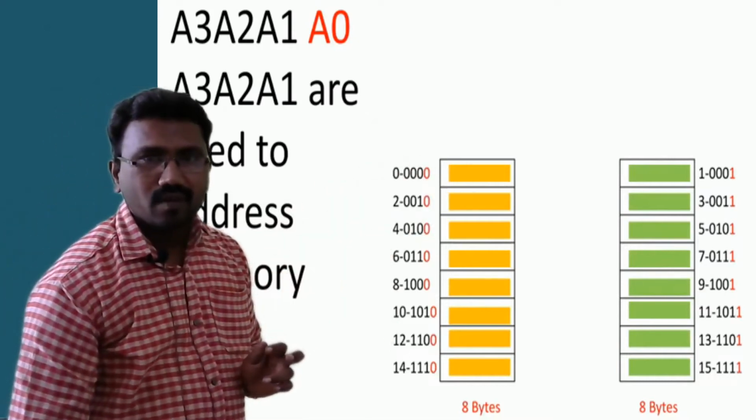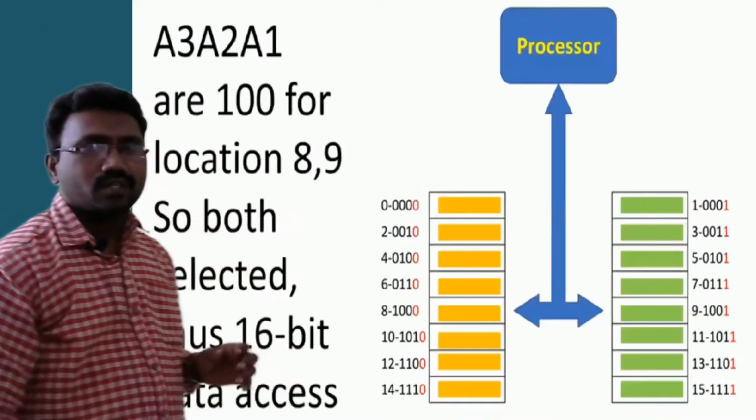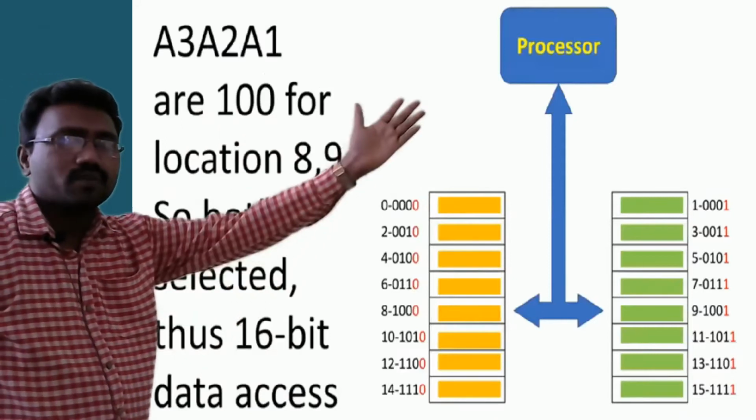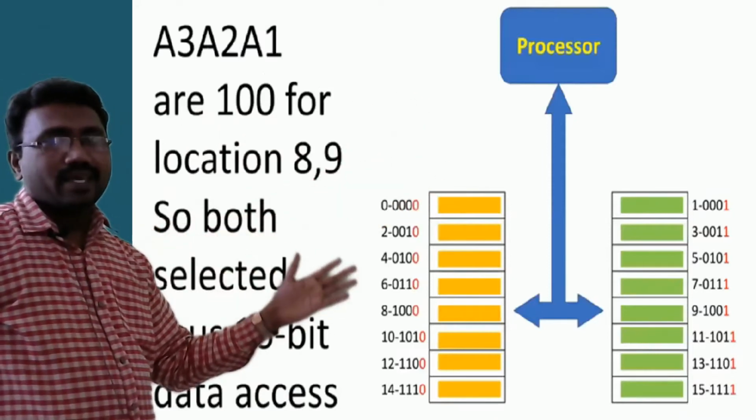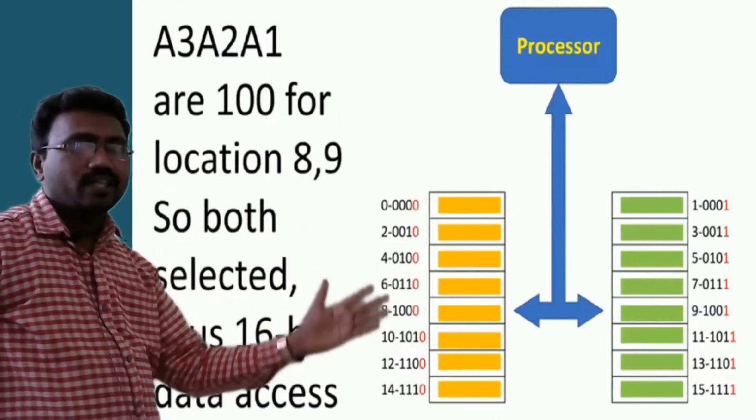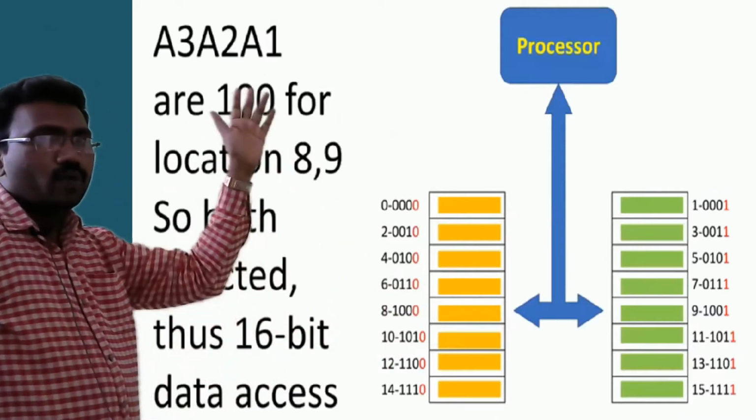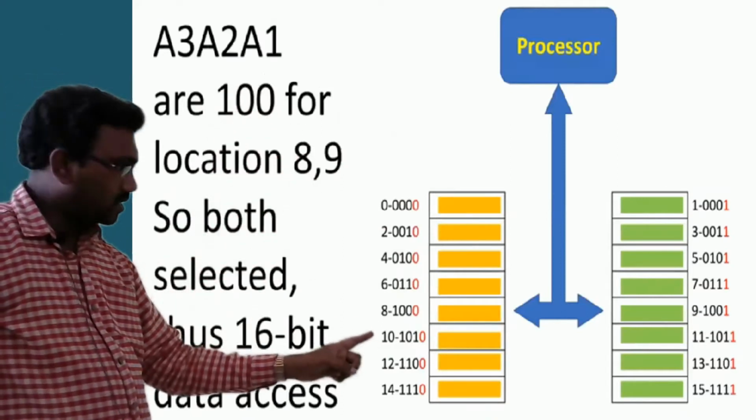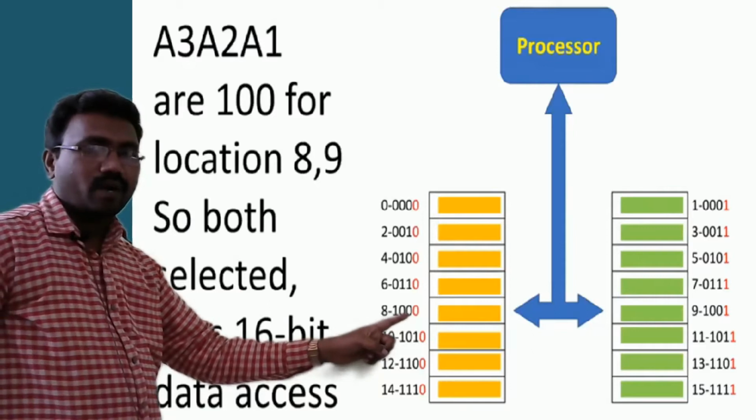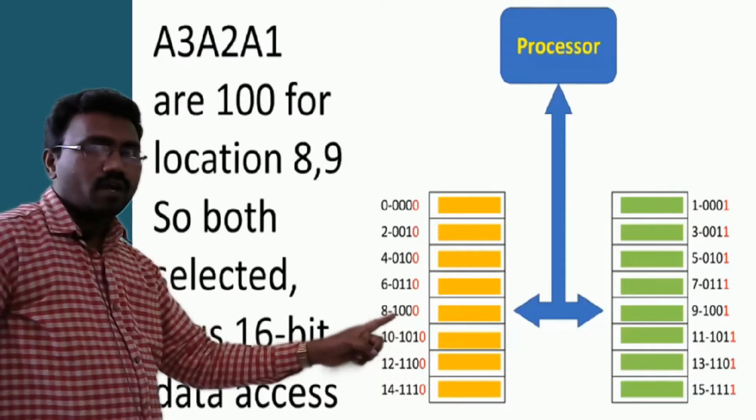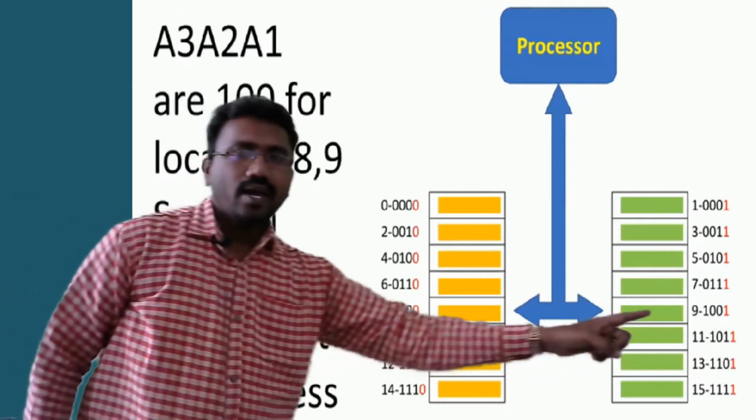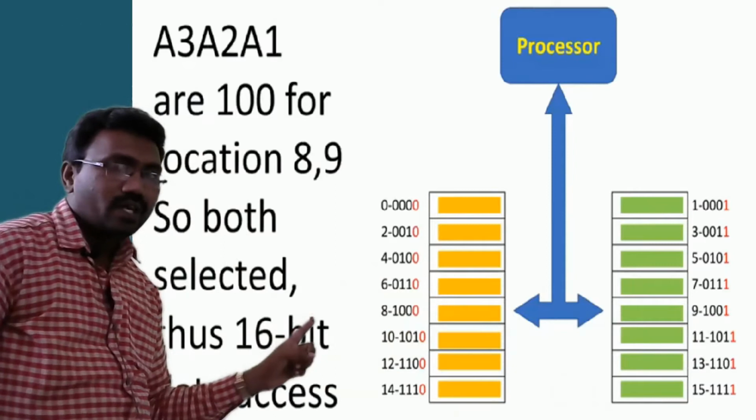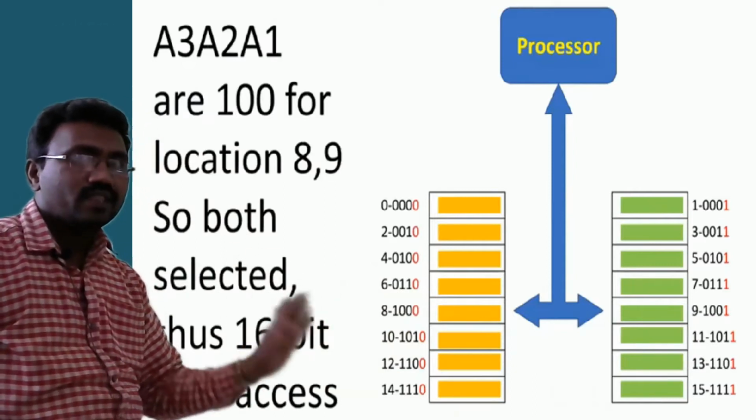Now coming to the next one. So now we'll see, here A1, A2, A3 are common. In this example, the processor wants to access data from the 8th location and 9th location. If you see, the A1, A2, A3 bits are 100 for both the 8th and 9th locations. What is the 8th address? This is the 8th address. Similarly, in the case of 9 also, A1, A2, A3 are the same. So for the 8th and 9th locations, A1, A2, A3 are the same.